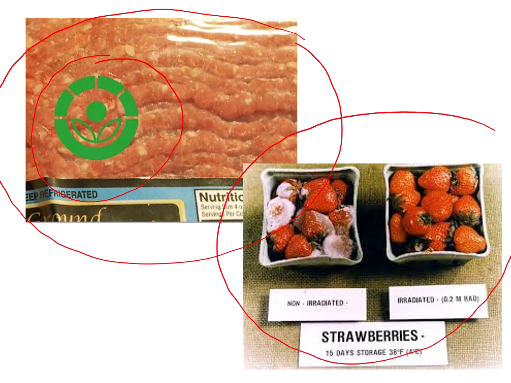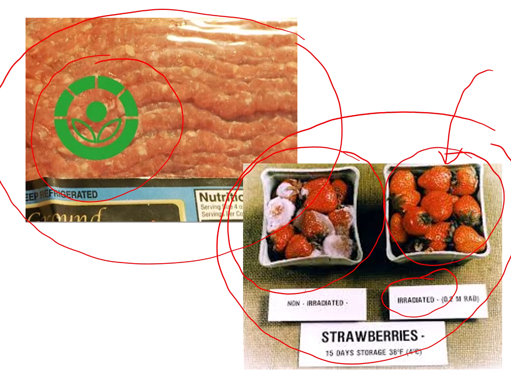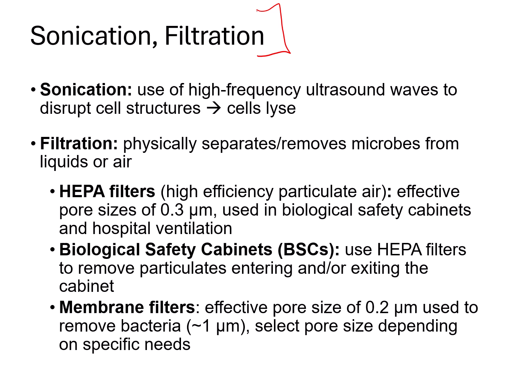Here we have strawberries that have been irradiated versus those that have not. You can see the ones that have been treated last much longer because the microbes on their surface have been destroyed. Sonication and filtration are also physical methods of control. Sonication uses high-frequency sound waves to disrupt cells, so it's useful for breaking up biofilms or lysing bacterial samples in the lab. Filtration physically removes microbes instead of killing them.